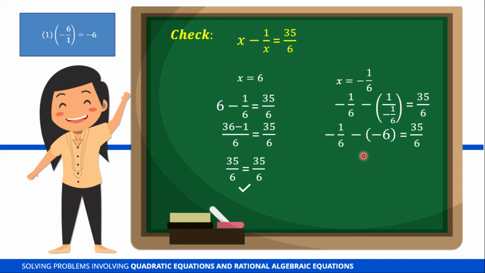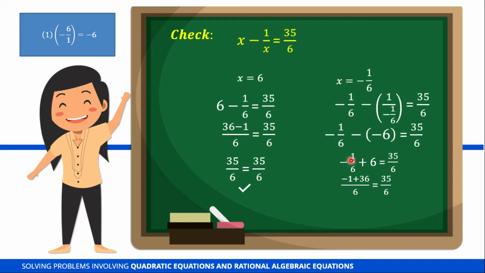Okay? So kung subtract natin yan, negative 1 over 6 minus negative 6, it should be equal to 35 over 6. Okay, subtract natin. So this will be positive. I-multiply natin yung minus sign and negative sign dito. Magkakaroon tayo ng negative 1 over 6 plus 6. Okay, and then i-add na natin yan. Kunin natin ang ating denominator. Ang denominator ng 6 ay 1. So 6 times 1, we have 6.